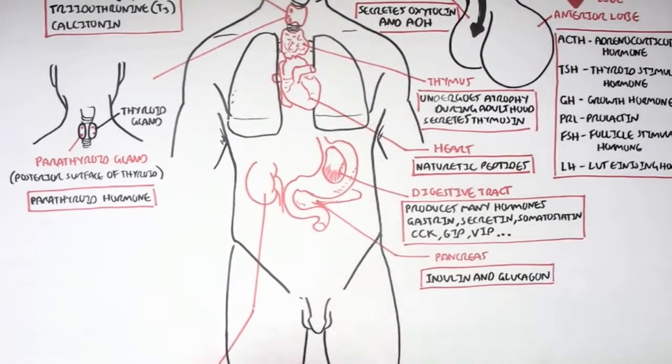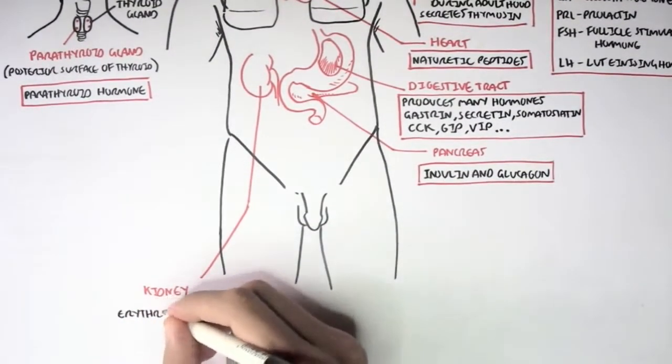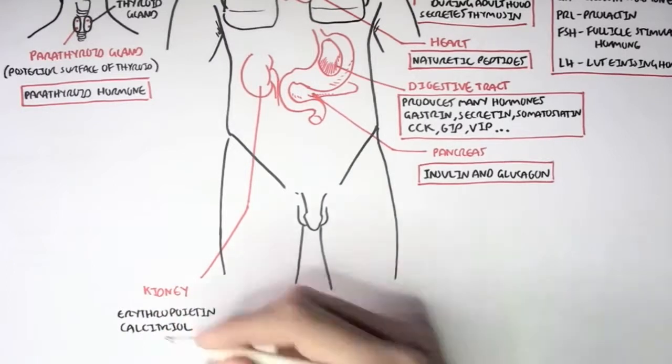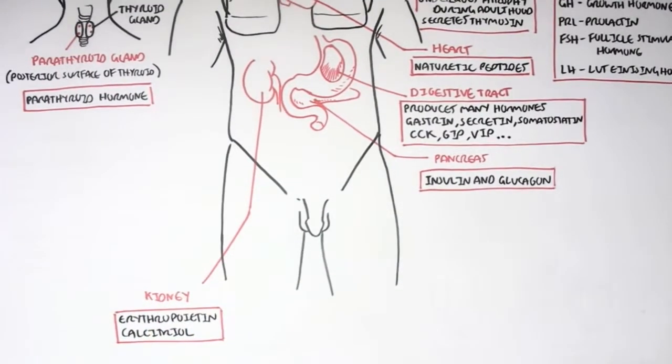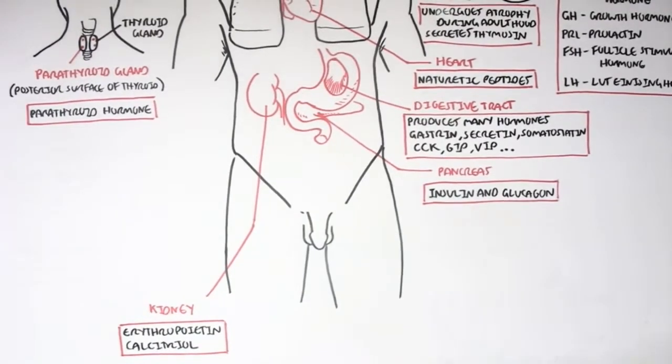The kidneys also secrete hormones. They secrete erythropoietin, which stimulates red blood cell production in the bone marrow, and also secretes calcitriol, which I don't know what it does. Above the kidneys, we also have the very important adrenal glands.